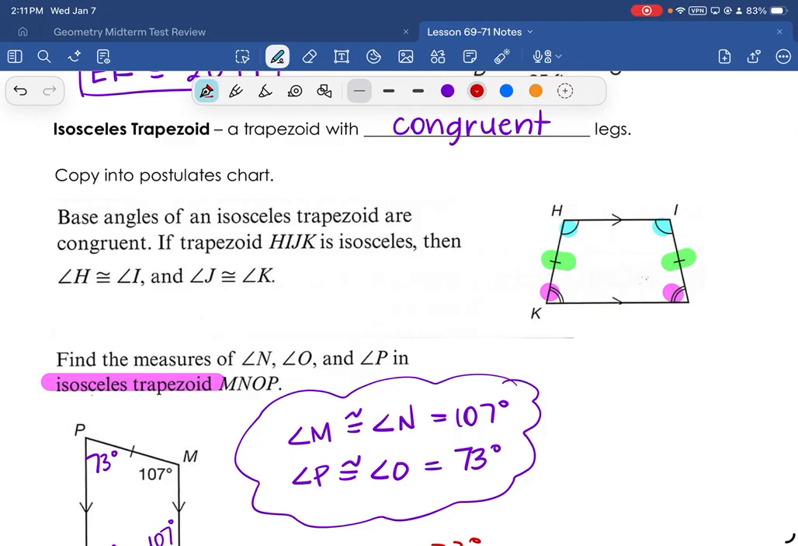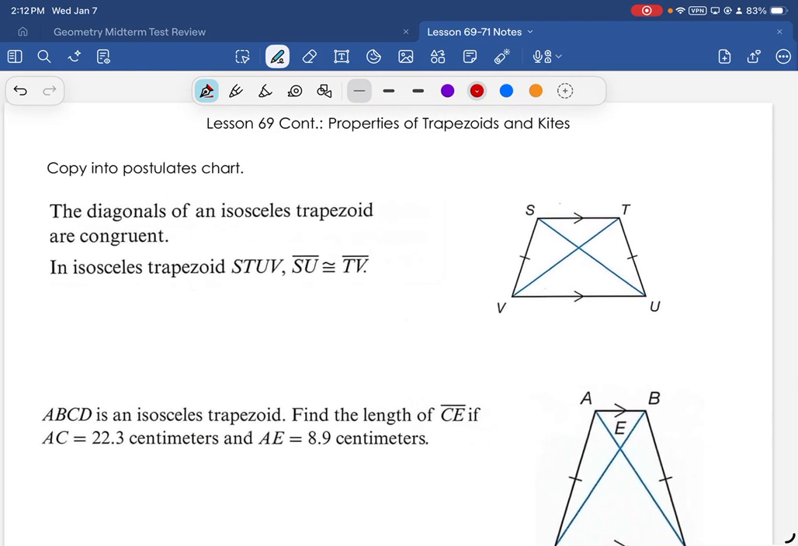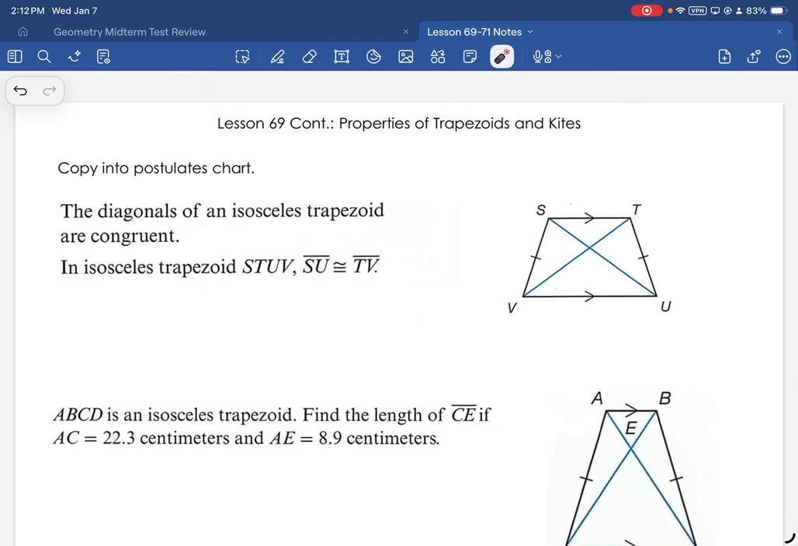Okay, let's turn to the next page. More on trapezoids. This time we're talking about diagonals. So you see these two right here, these two segments. Those are called diagonals.